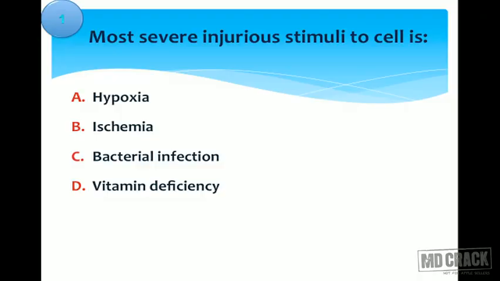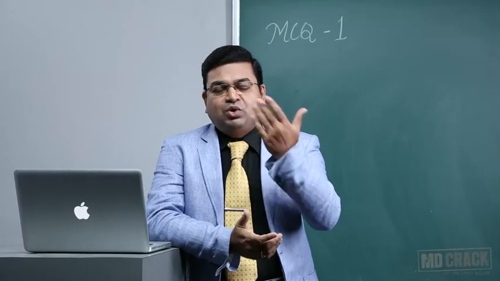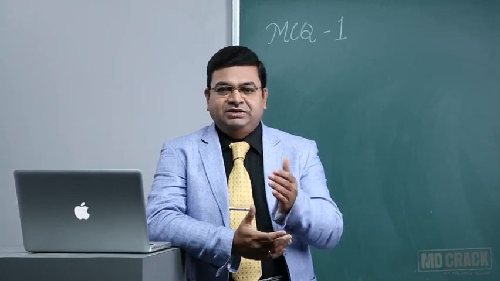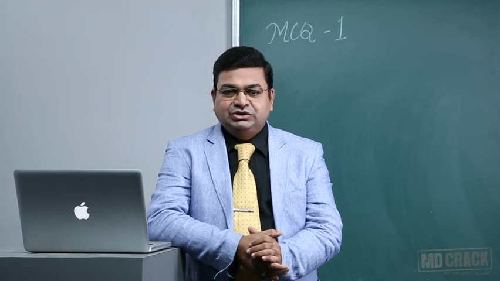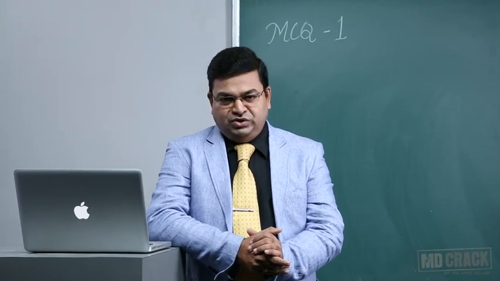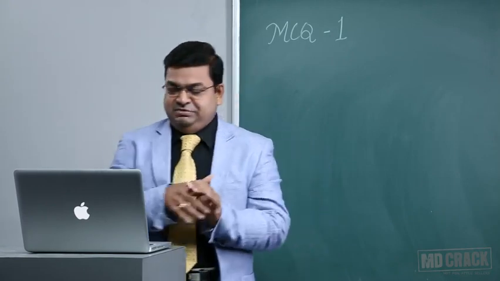But which is the most severe form? Which is most severe injurious? Yes, it is ischemia, lack of blood supply. It not only hampers the tissue oxygenation, it also hampers the glucose supply to the tissues. So in that way, ischemia is a more severe form of injurious stimulus as compared to hypoxia. So answer should be ischemia.